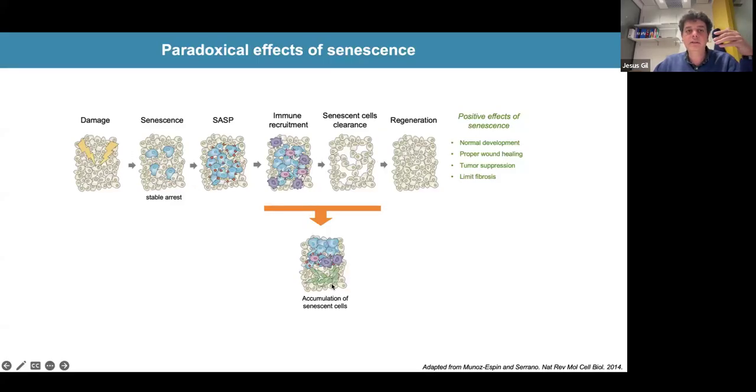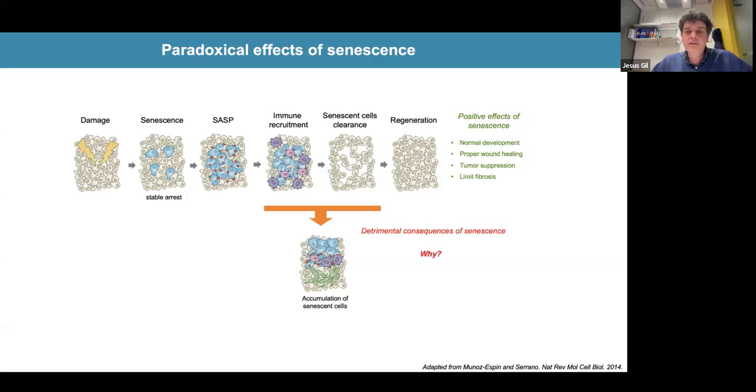The problem arises when this cycle of senescent cell induction and elimination does not go like depicted here, and senescent cells accumulate. And senescent cells can accumulate because there is damage in the tissue that is chronic, because there is an immune system that is not effective in eliminating the senescent cells, and that might happen when you get old, or because there are active immune evasion mechanisms that senescent cells activate to try to avoid their elimination. And then is when senescence is negative.